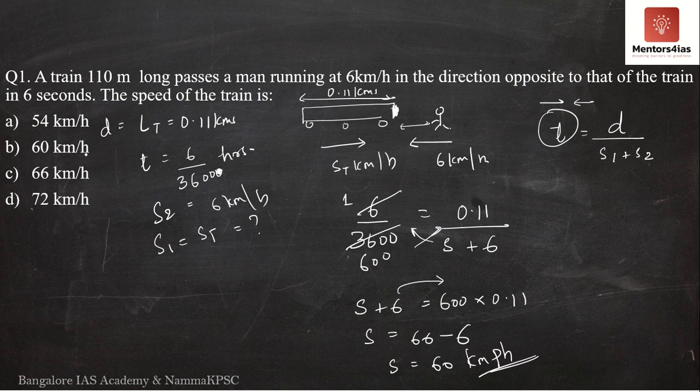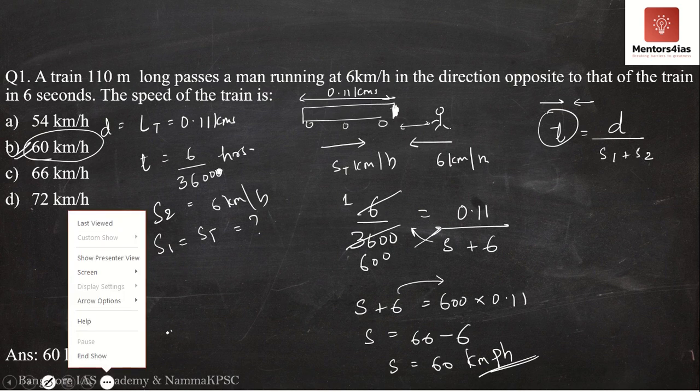Therefore, the speed of the train is option B, 60 kilometers per hour.